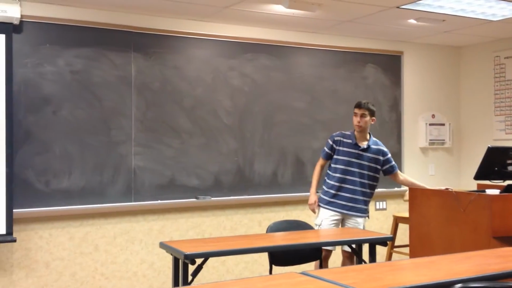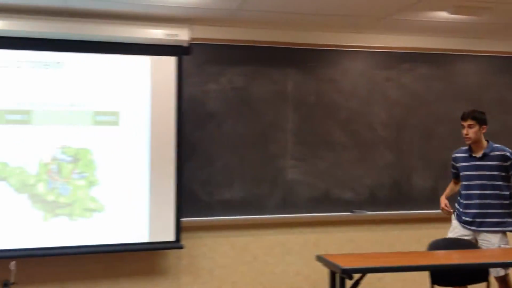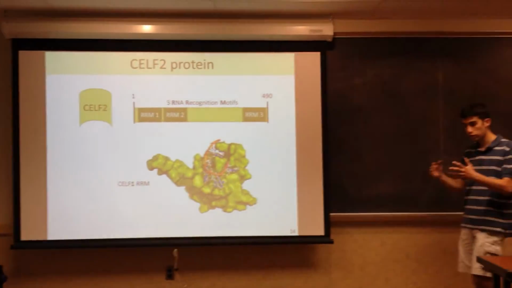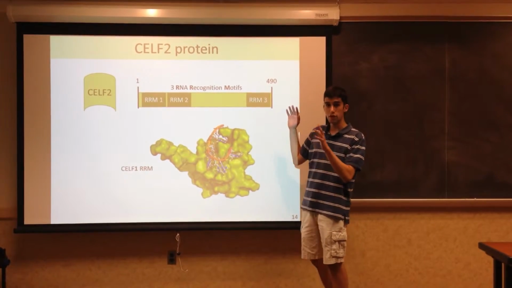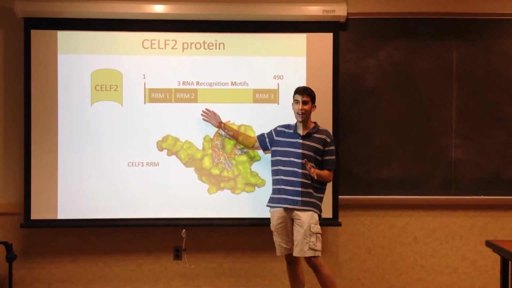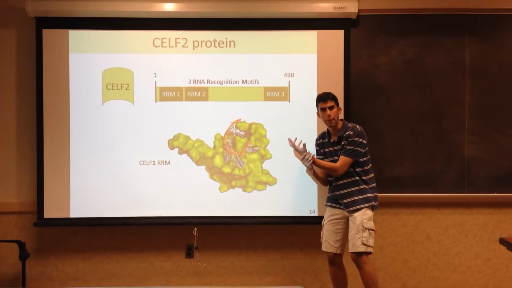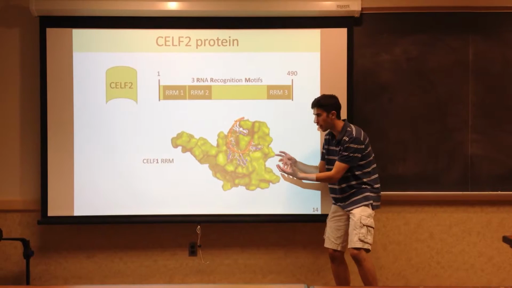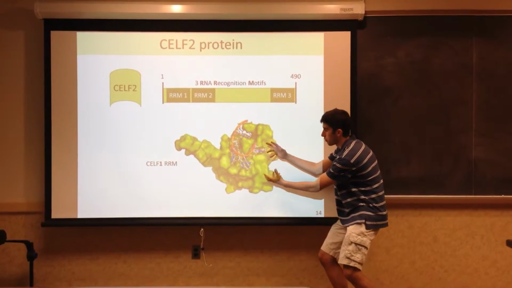So now that you have some appreciation for why splicing is hard, let's talk about the CELF2 protein, which is really the focus of my project. It's a fantastic protein. CELF2 protein has 3 RNA recognition motifs, and each one of these is pretty good at binding to mRNA and recognizing certain sequences inside of that mRNA. And you can see a structure of that recognition here.